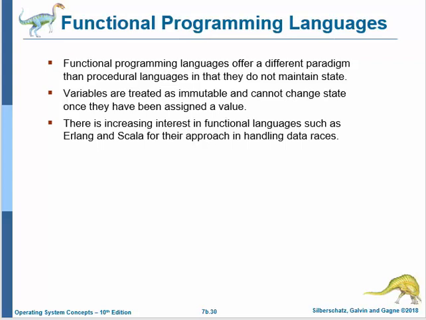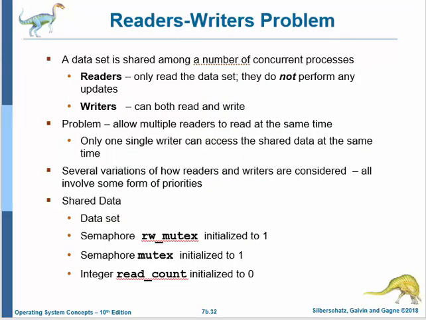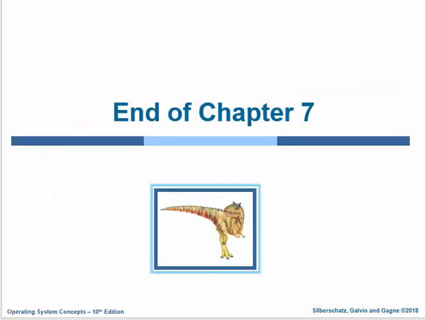These are the several synchronization examples that we have discussed here. The last parts are the alternative approaches to solving the critical section problem, which include transactional memory, OpenMP, and functional languages. We have described all of this, and we shall continue with our next topic. But for now, we end this topic with this slide.